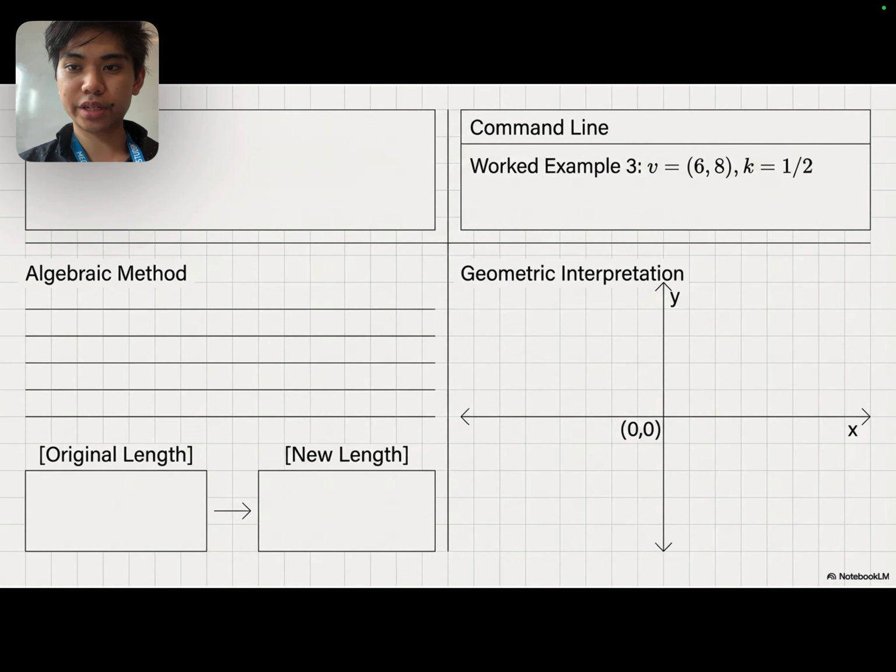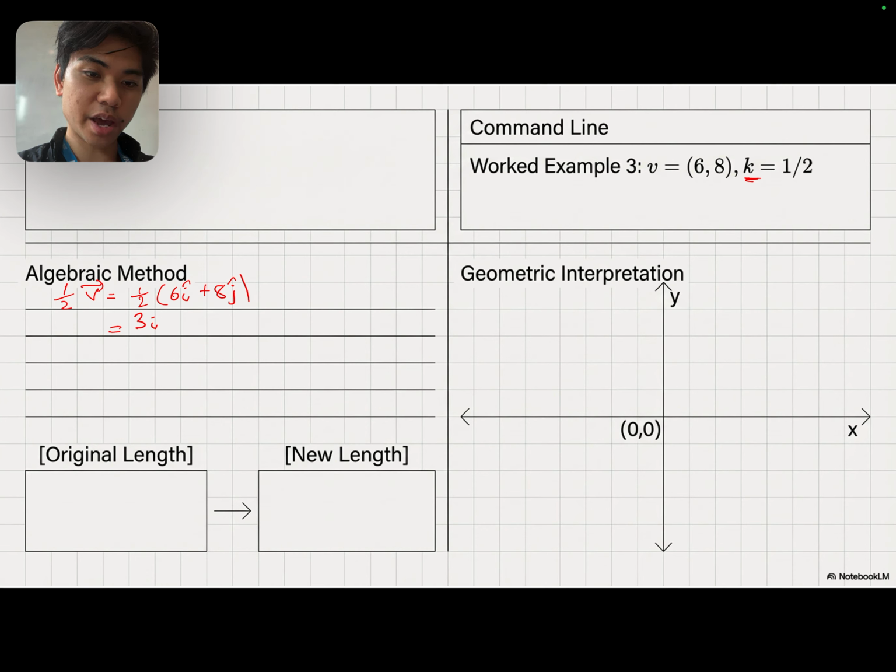So, worked example 3, I have a scalar quantity which is now a fraction, okay? That's less than 1. So let's see how this works. Let's take a half times our vector. Each component, again, is going to be halved, or multiplied by that scalar quantity, which is k. So it's going to give me 3i plus 4j, okay?